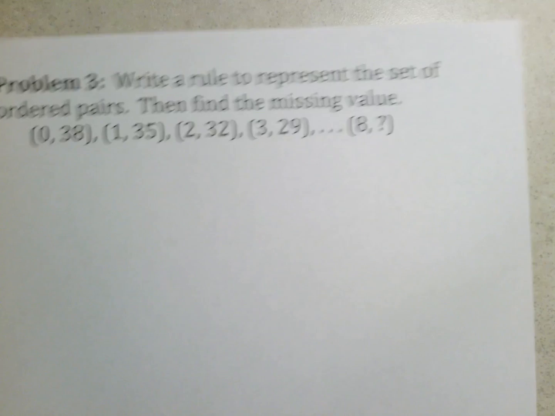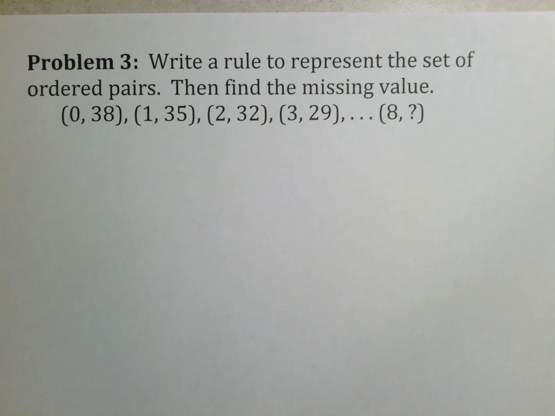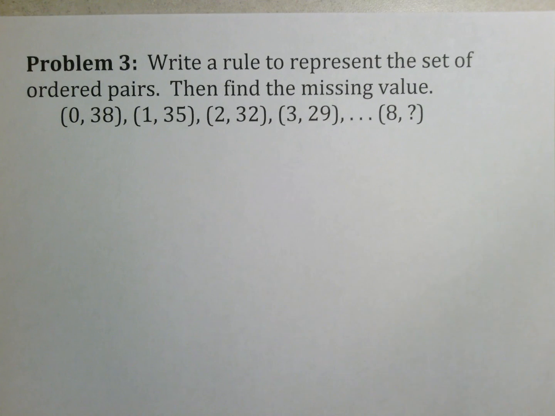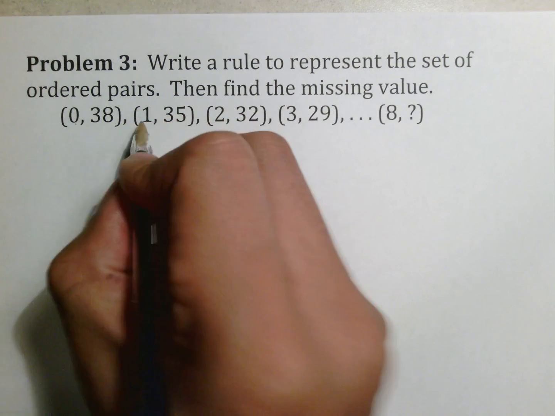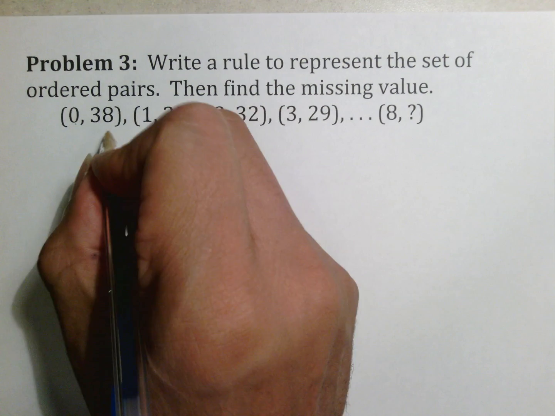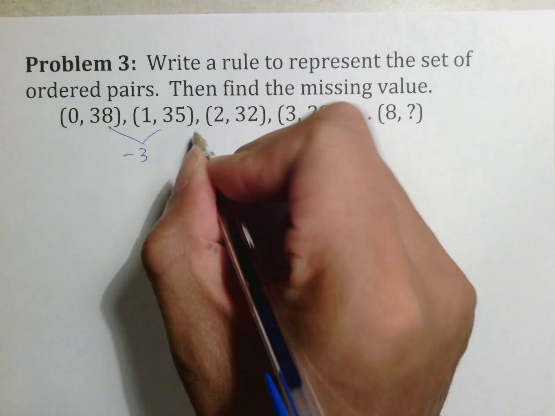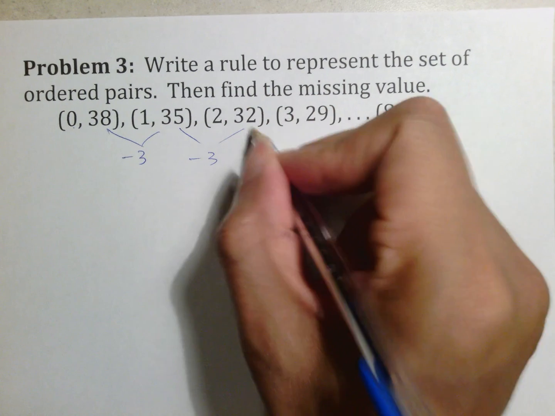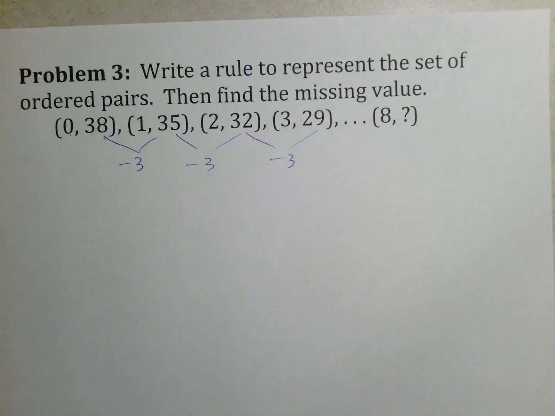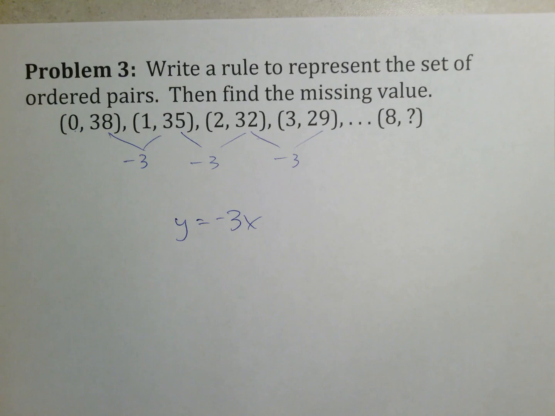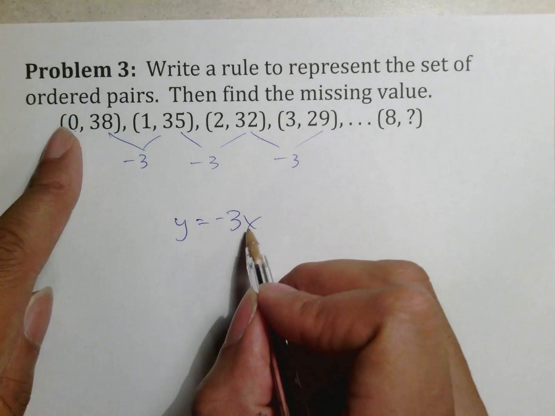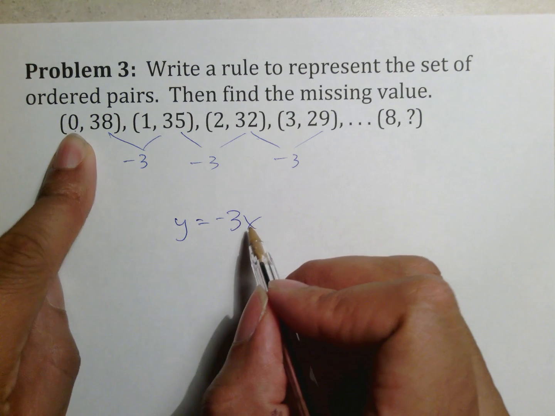And then the very last one for the day, before we get started. They want a rule to represent the set of ordered pairs. Here again, 0, 1, 2, 3, and then they want to stop at 8. We notice here that we are subtracting 3, subtracting 3, subtracting 3, which means that my base formula should be y equals negative 3x. I then start using the 0. Although here's the thing, here's what I learned about 0.